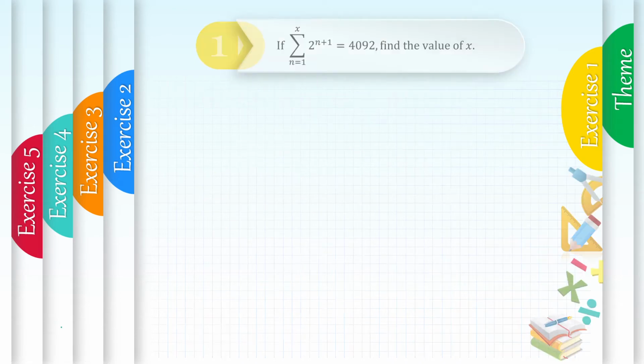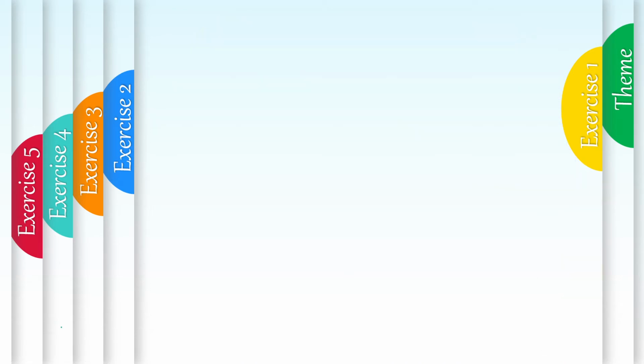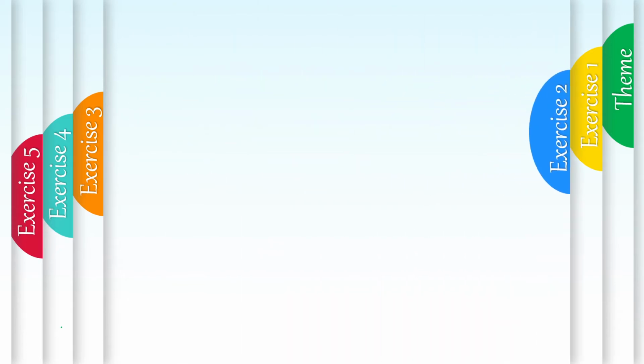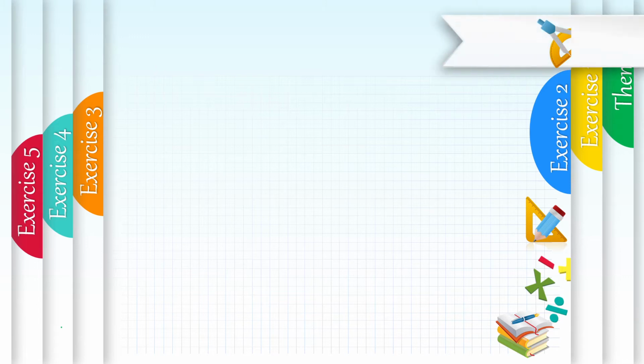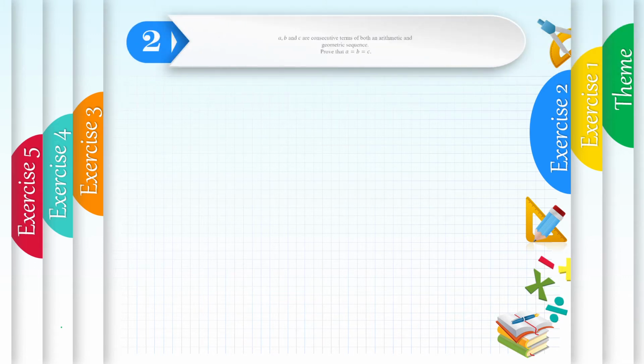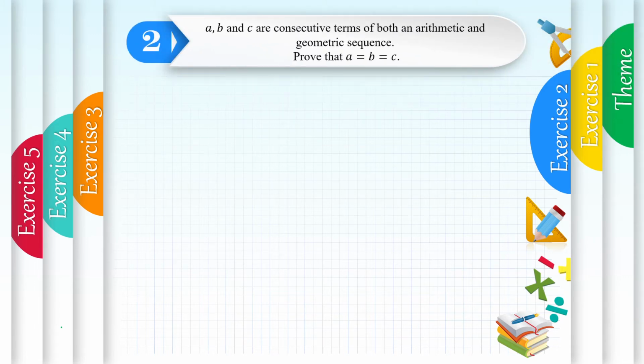Let's move to exercise number 2. In exercise number 2, we have the following information: that a, b, and c are consecutive terms of both an arithmetic and geometric sequence, and we have to prove that in this case a is equal to b and is equal to c.